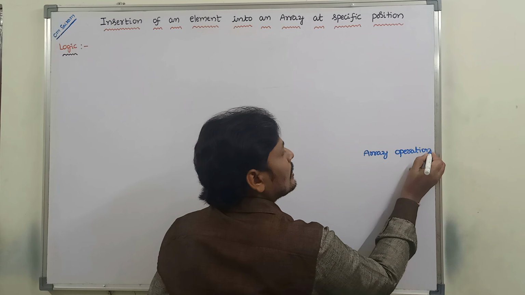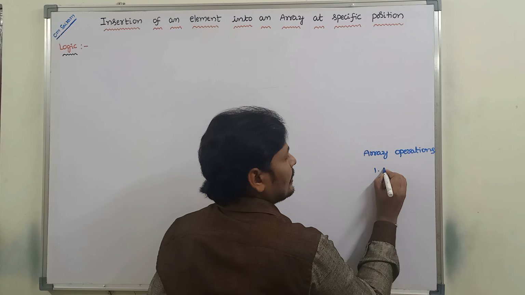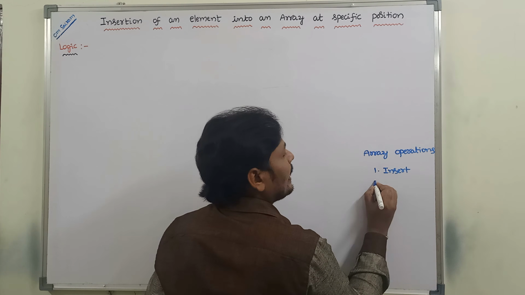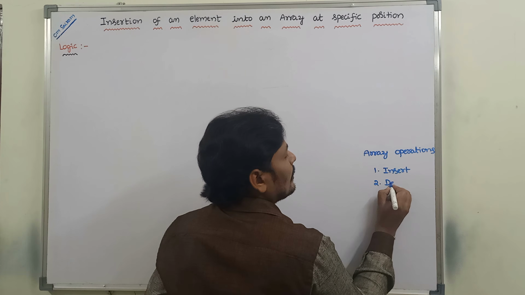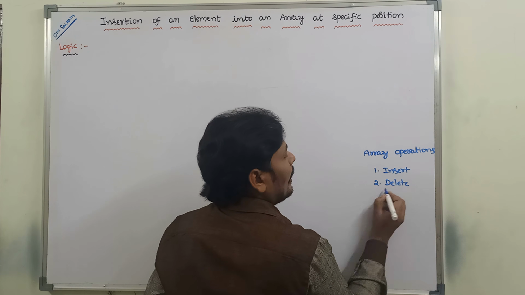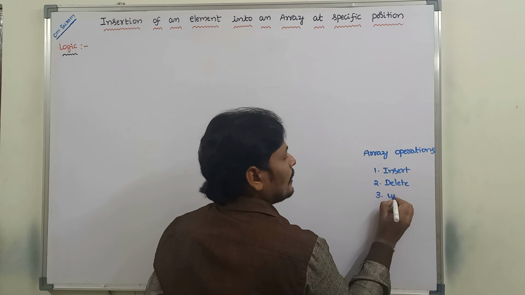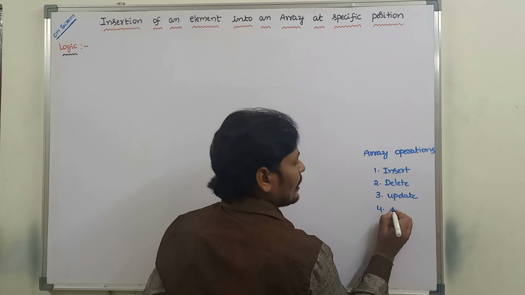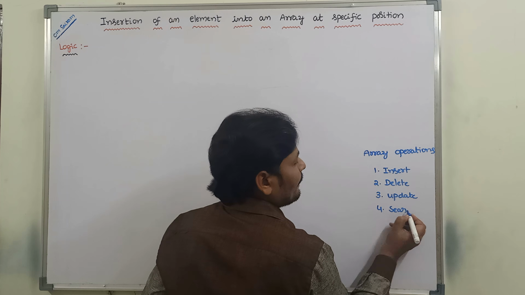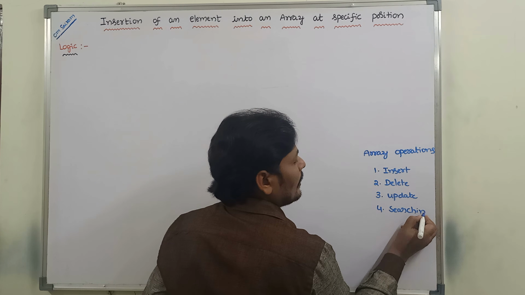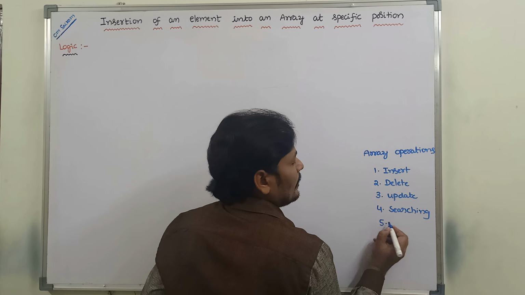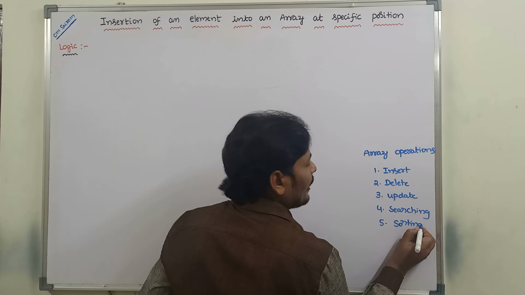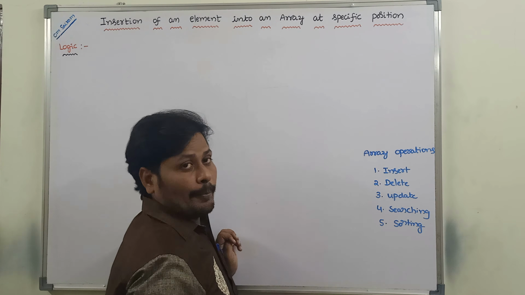First one is insert. Second one is delete. Third one is update. Fourth one is searching. Fifth one is sorting. These are the 5 operations that can be performed on the array.